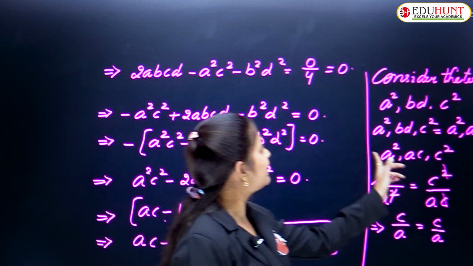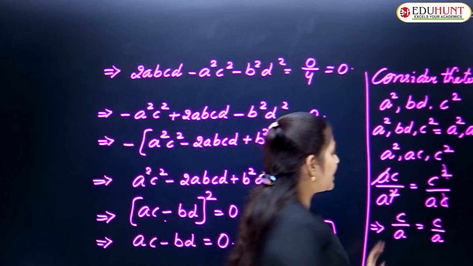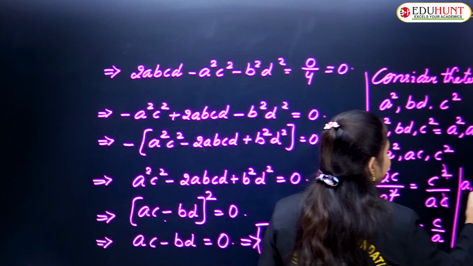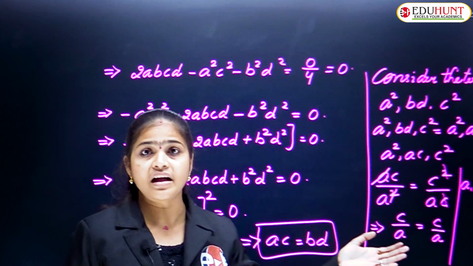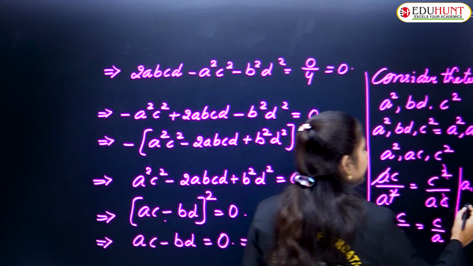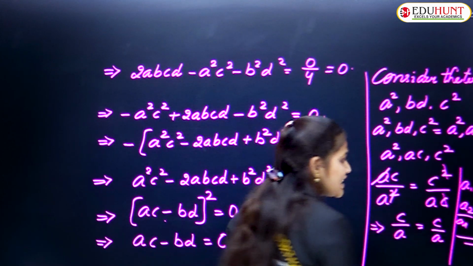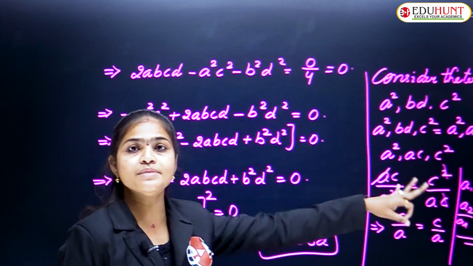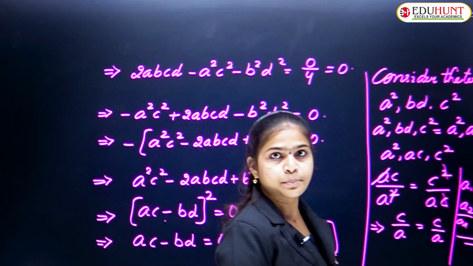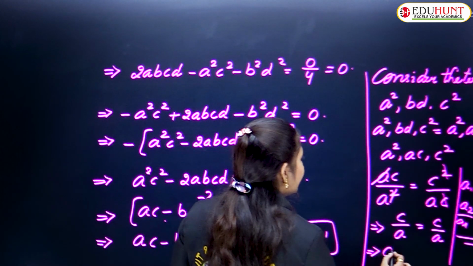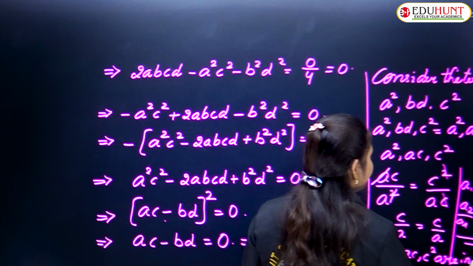So children, when you observe these 3 terms, while taking the division of these 3 terms, this is in the form of: if a1, a2, a3 are the terms in a progression, then a2 by a1 is equal to a3 by a2. If this condition is satisfied, then those three terms are in geometric progression. Then a1, a2, a3 are in geometric progression. So that's why here a square, ac, c square are in GP.